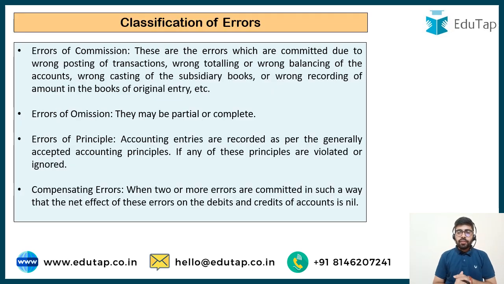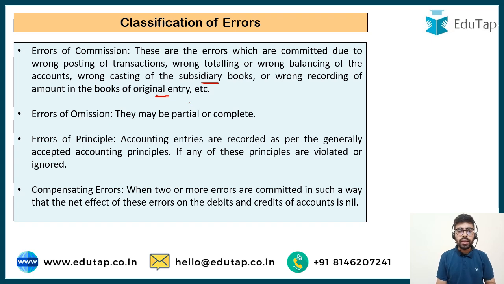So friends, there are four kinds of errors which may be there. Number one, error of commission. Now these errors are committed due to different reasons. You made a wrong posting of the transaction in your books of accounts. You made a wrong total of the account that you had, of the subsidiary book, for example the purchase book, you made a wrong total of it. Wrong casting simply means wrong total of it. You wrongly recorded the transaction in your books of original entry.